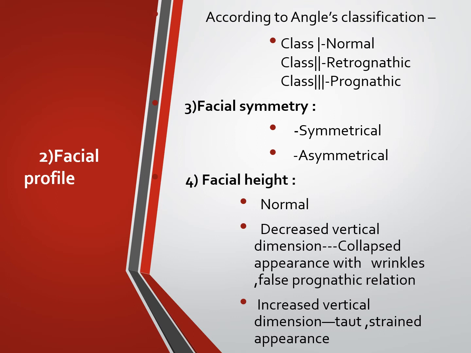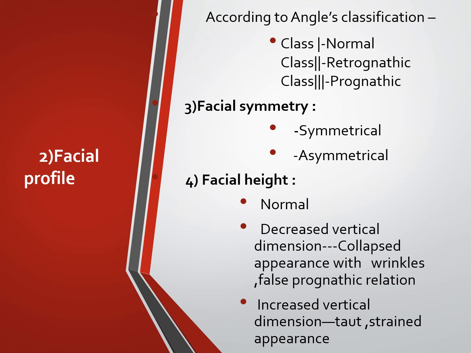You will have learned, and will definitely learn in your year 4, that according to Angle's classification there are three types of classes. Class 1 is normal. Class 2 is retrognathic, where the mandible is pushed more inwards and the maxilla is more outwardly placed. Coming to class 3, that is a prognathic mandible, wherein the mandible is pushed outside. There is a retruded maxilla and a protruded mandible.